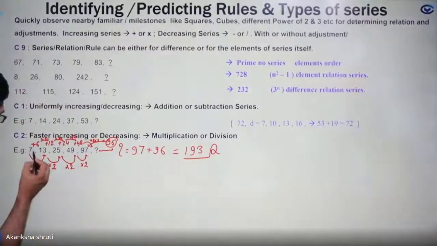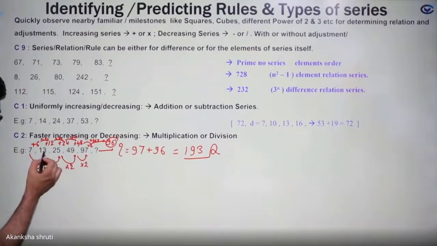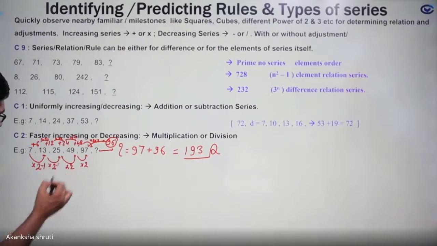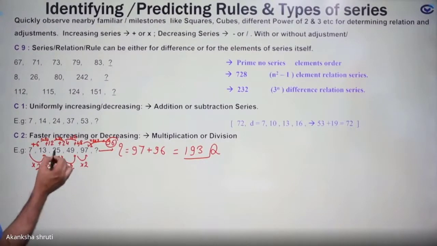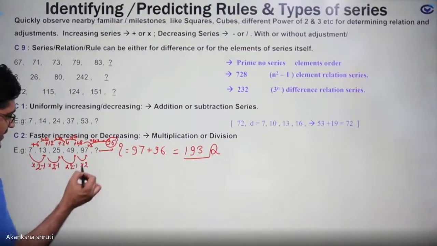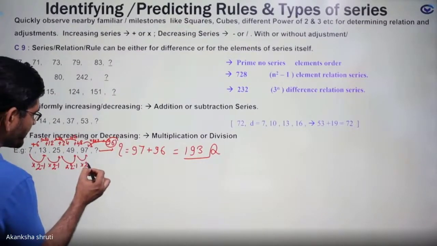Students, here we are getting 7 multiplied by 2 minus 1. What is that? 7 times 2 is 14, minus 1 is 13. Similarly, 13 multiplied by 2 is 26, minus 1 is 25. Again, 25 multiplied by 2 is 50, then minus 1 is 49. Then 97 multiplied by 2 minus 1.